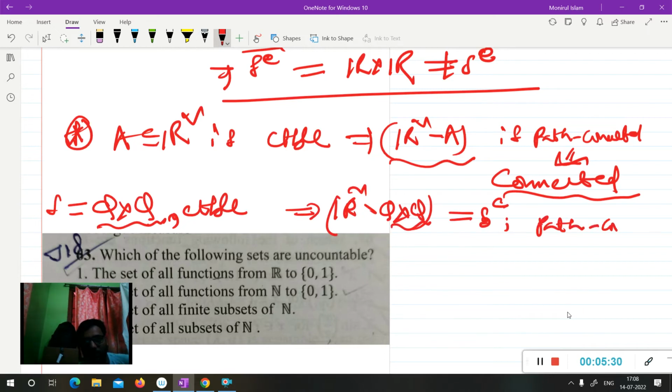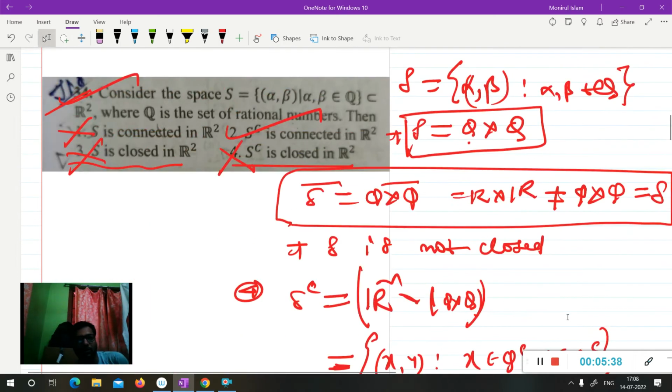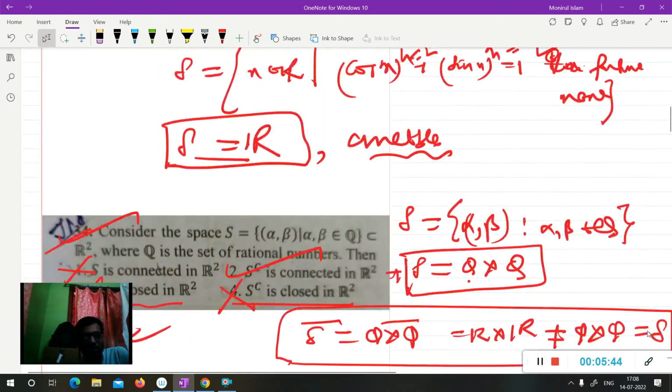S complement will be path connected. Now every path connected set is connected, so S complement will be connected. So in this question the correct option will be option 2. Hope you understand this. Now come to the second question.